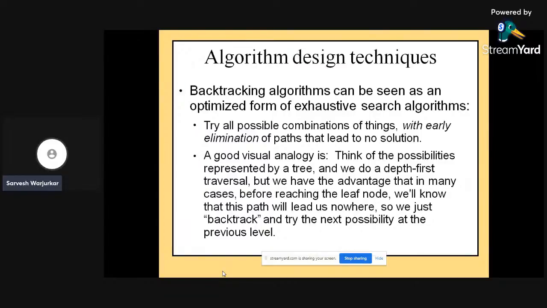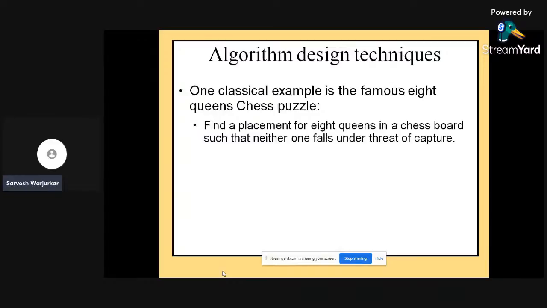But we have the advantage that in many cases, before reaching the leaf node, we know that this particular path will lead us nowhere. So we just backtrack, and we always try the next possibility at the previous level. What happens in that case? If we are not able to find a path that will reach our goal, at that moment we need to change the path. We need to go backward, and from that previous point change the track because we are unable to get the answer.